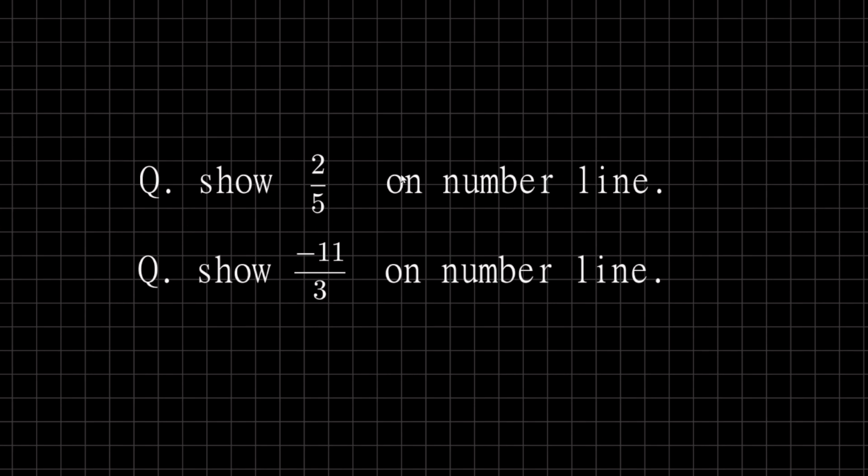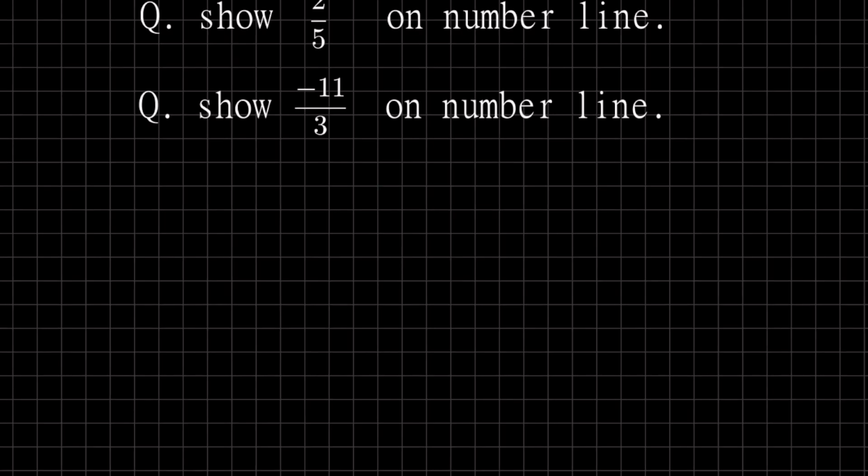This is a homework question for you. Show 2 over 5 on the number line and show negative 11 over 3 on the number line. Solve it in your notebook.